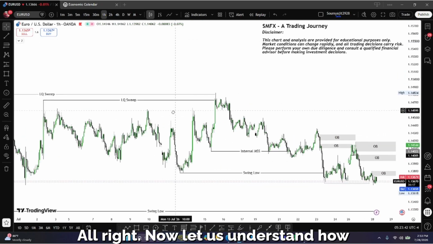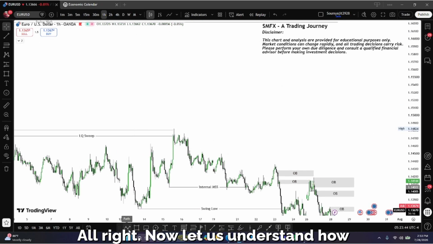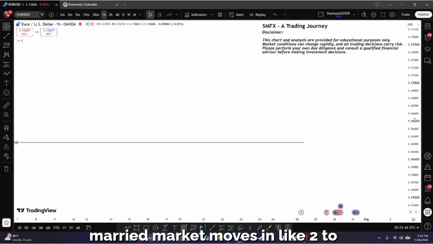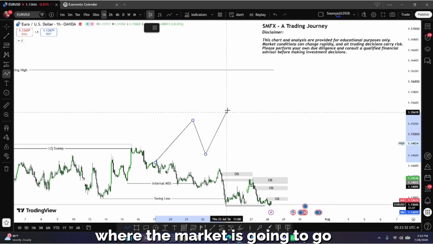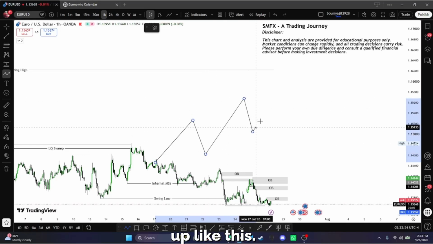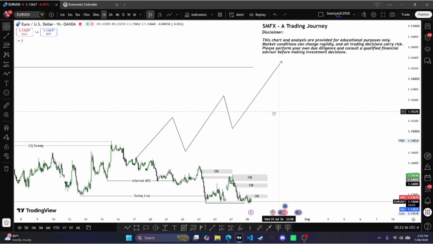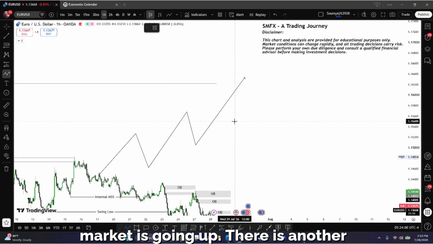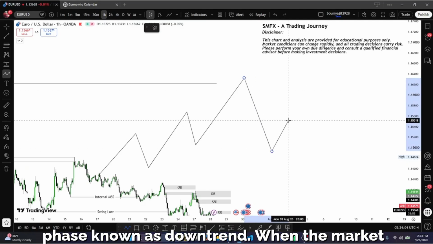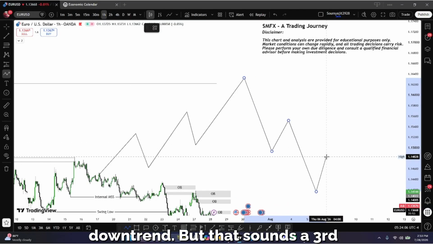Alright. Now let us understand how the market moves. Market moves in two to three ways. First way is uptrend, where the market is going to go up like this. Now this is known as an uptrend when the market is going up. There is another phase known as downtrend. When the market starts to go down, it's known as downtrend.